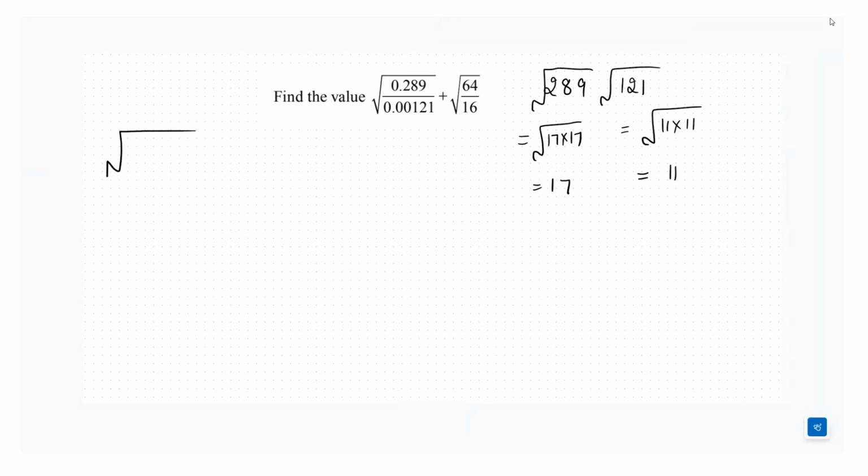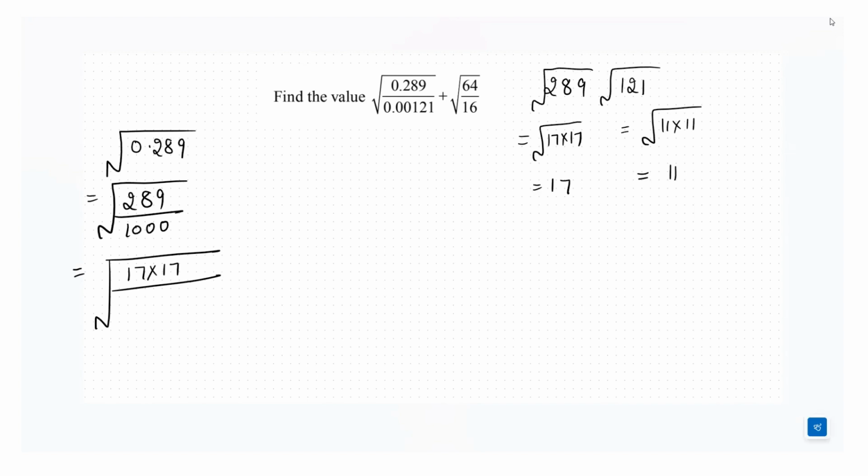So in this case, I will just write down 0.289. Now first we have to change it in terms of a fraction. It would be 289 over 1000, 17 into 17, and 1000 can be written as 10 into 10 into 10. That means the square root of this would be 17 over 10, because from this pair we will write 17 outside, and from this pair we will write 10 outside, and inside the square root it would be 1 over 10. That means we can write it as 17 over 10 and then the square root of 0.1.